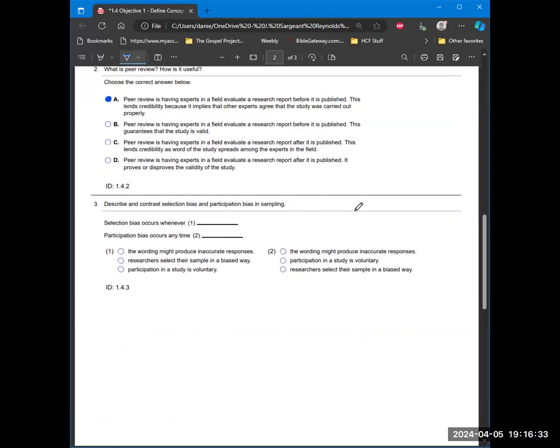So describe and contrast selection bias and participation bias in sampling. So selection bias occurs whenever the researchers select their sample in a biased way. And participation bias occurs anytime participation in a study is voluntary.